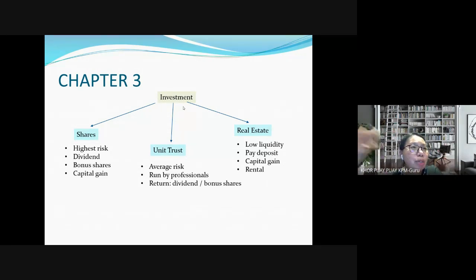So what do you get when you invest in real estate? You will get capital gain, which is if you sell it at a higher price, you will get profit, that is capital gain. If you rent it out to people to stay monthly, you will get rental fees, that is your profit, right? So this is investing in three things: shares, unit trust, and real estate.